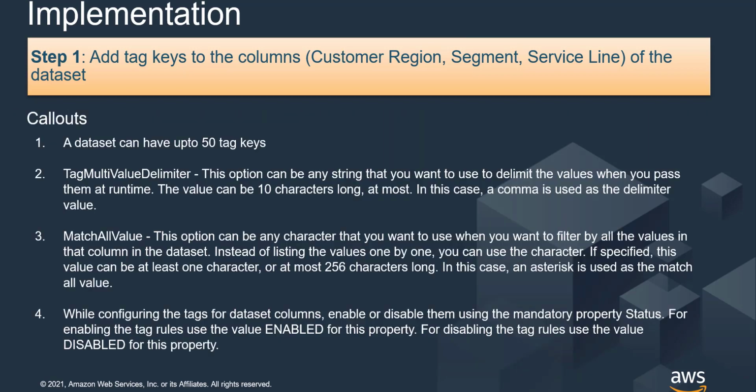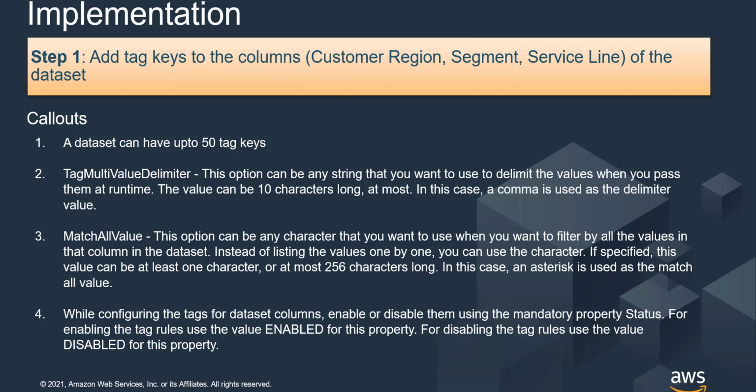Certain things to note is that you can have up to 50 tag keys on a particular data set. You can have multiple tag keys on the same column, but overall you can have up to 50 tag keys. Then you saw two other elements in the slide prior to this.